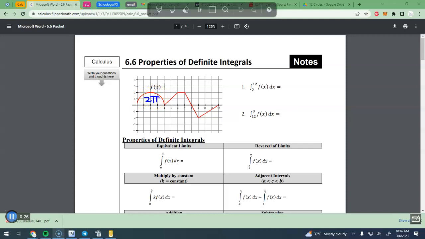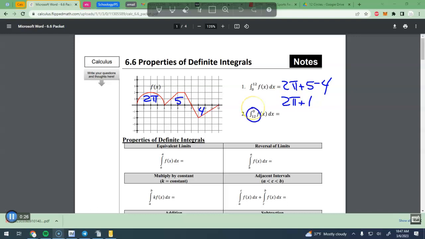This is 1, 2, 3, 4, 5. And this is 4. So for the area, or the integral from 0 to 12, anything above the axis is positive, and anything below the axis is negative. So this would be 2 pi plus 5 minus 4. Does that make sense? That's stuff we've talked about, I believe. So I can call that 2 pi plus 1.